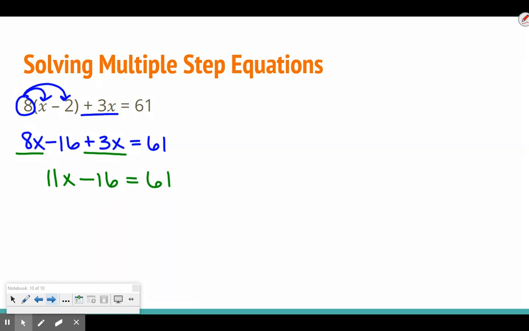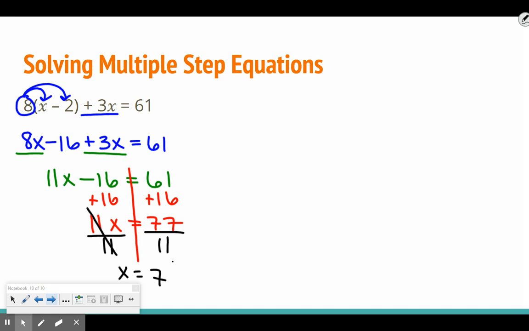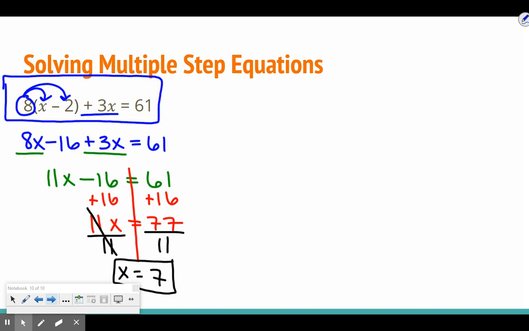Next, it's a two-step equation. I'm going to add 16, so I get 11x equals 77, because 61 plus 16 is 77. Divide by 11, so x ends up being 7. Another good one to have written in your notes. I would even write in these arrows that I have up top here with the distributive property, because those are helpful when you're looking back on your notes. And if you want, you can use different colors, just like how I have been.